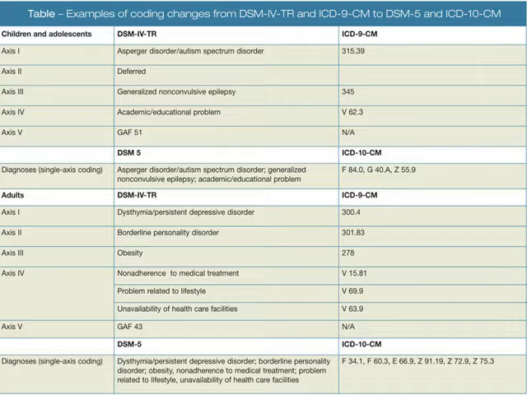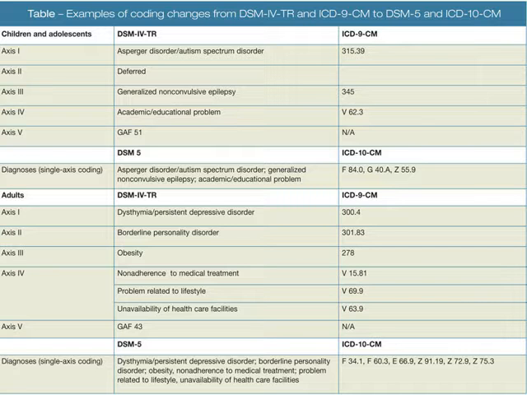Axis 4, we have several things listed here. Non-adherence to medical treatment, problem related to lifestyle, unavailability of healthcare facilities. All of those have separate V codes. Then we have a global assessment of functioning score of 43. That's lower than 51, meaning this person is more impaired than the child or adolescent.